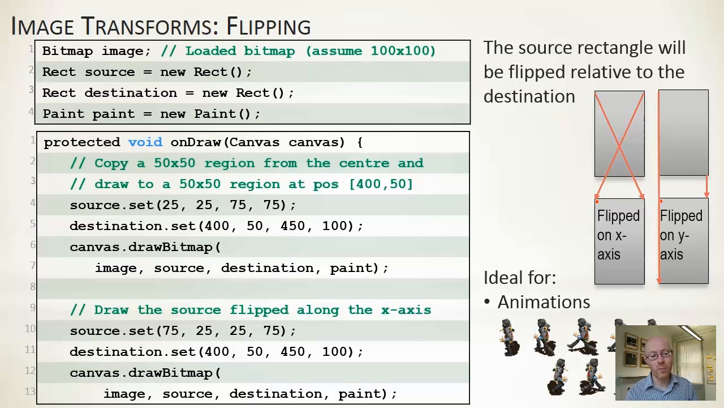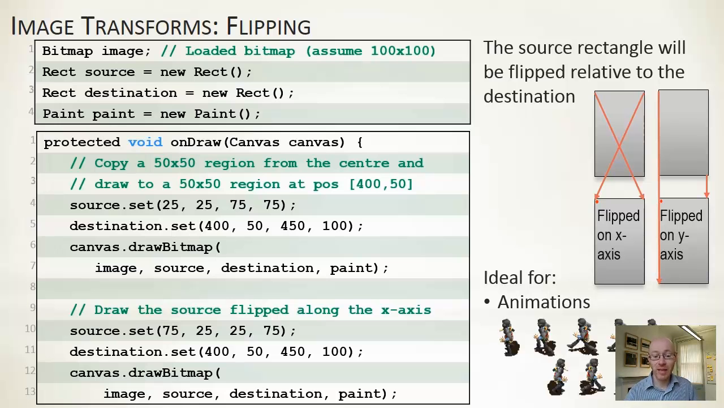There we're copying the center 50 by 50 value from our source image, and we're drawing it to a point 400 across, 50 down as the top left, to another point 50-50 under that for the bottom right corner, and simply drawing it out. So lines 4, 5, 6 and 7 just draw it in the normal way. Compare that then to lines 10, 11, 12 and 13.